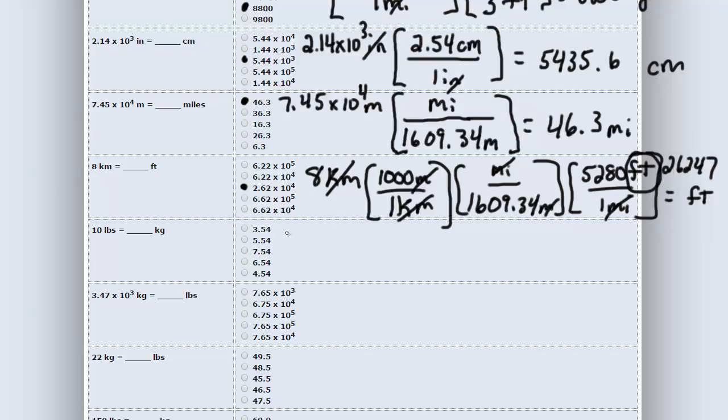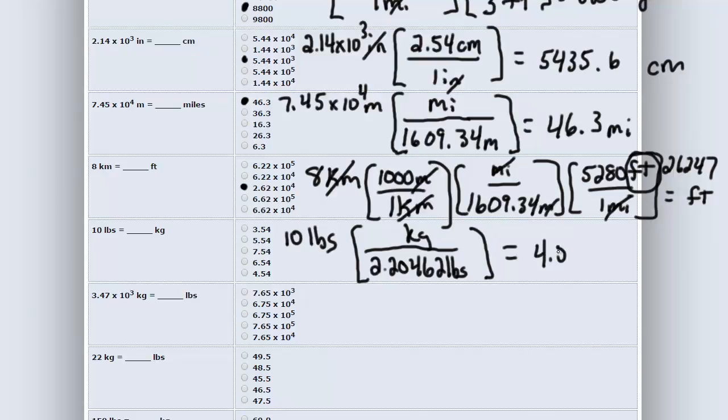So 10 pounds, and we want to go to kilograms. So there's 2.20462 pounds in a kilogram, and we just divide. 10 divided by 2.20462, and we get 4.54 kilograms. Okay, notice the kilograms drop out, or excuse me, the pounds drop out.